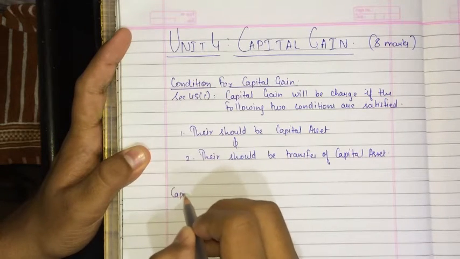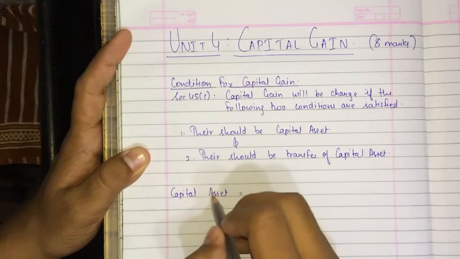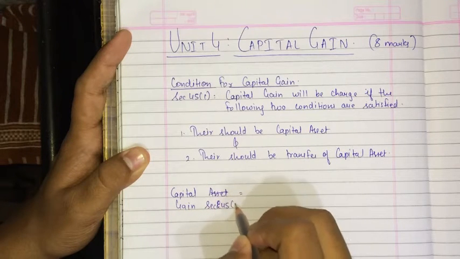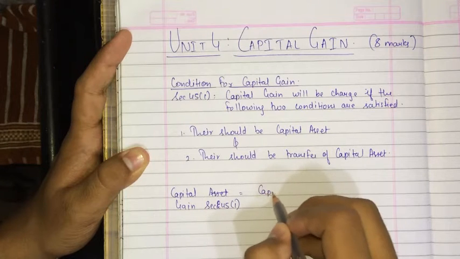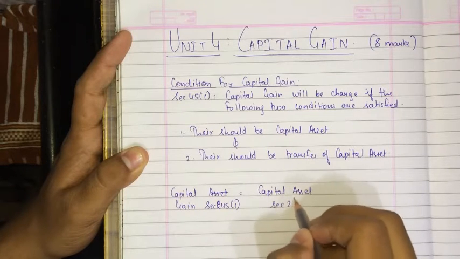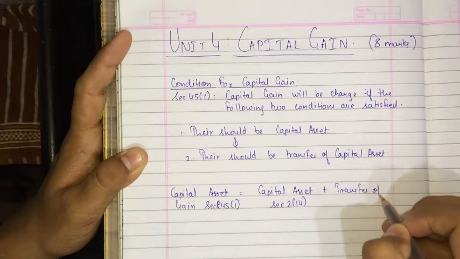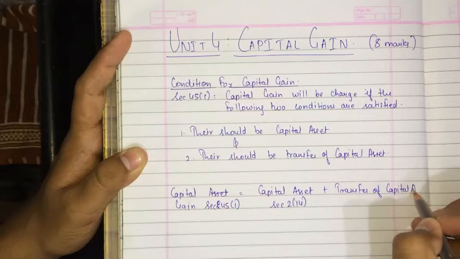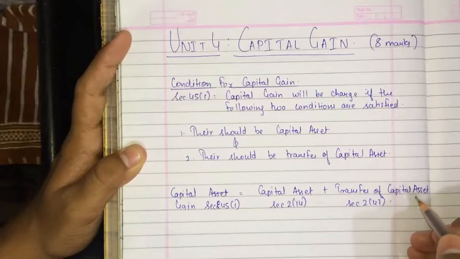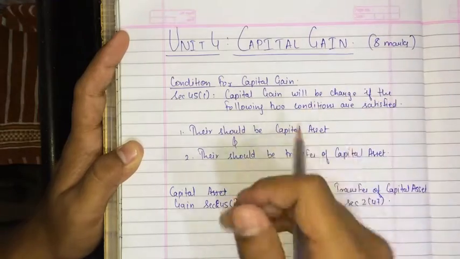Now see it in a formula manner. Capital gain, section 45(1), is equal to: it should be a capital asset, which comes under section 2 subsection 14, plus transfer of capital asset under section 2 subsection 47. The basic condition of how capital gain is charged is given here.